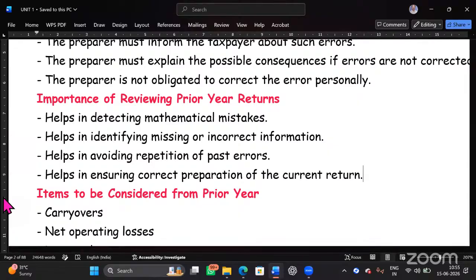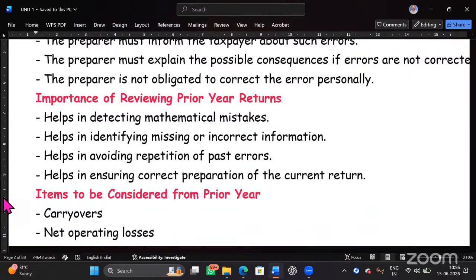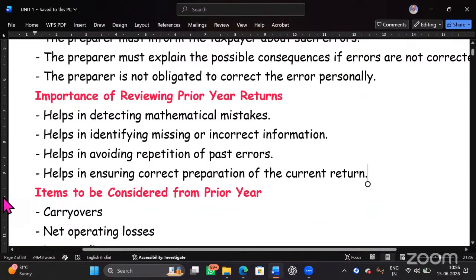What is the use of verifying the last year returns while filing the current year returns? If any mathematical error occurred last year, it can be identified in the current year. So, first, detecting mathematical mistakes. Second, identifying missing or incorrect information.